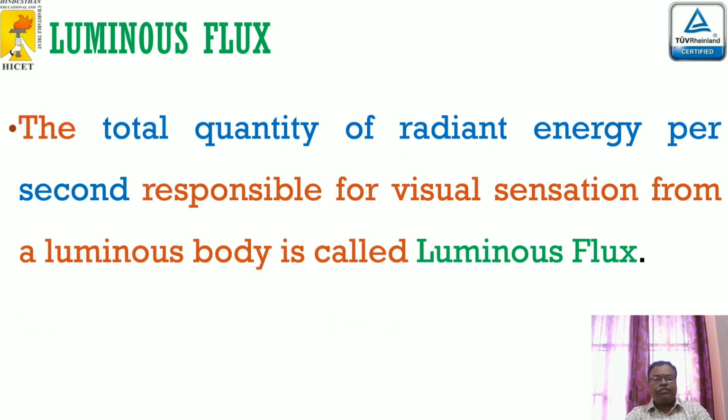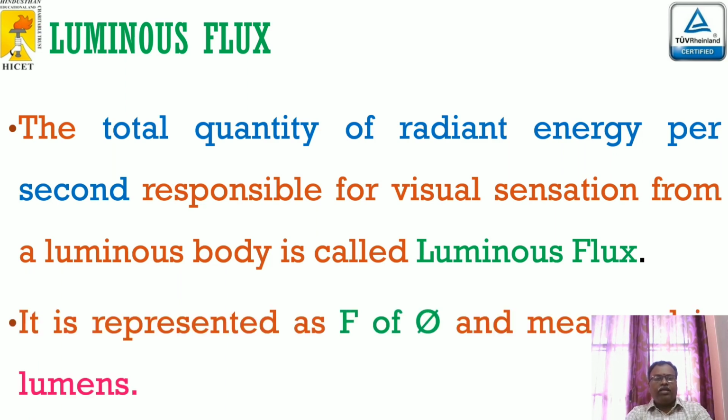And what about the luminous flux? The luminous flux is the total quantity of radiant energy per second responsible for visual sensation from a luminous body. So the total quantity of radiant energy, how much radiant energy is dissipated per second, is called luminous flux. Therefore, it is denoted by capital F or phi, and it is measured in lumens.